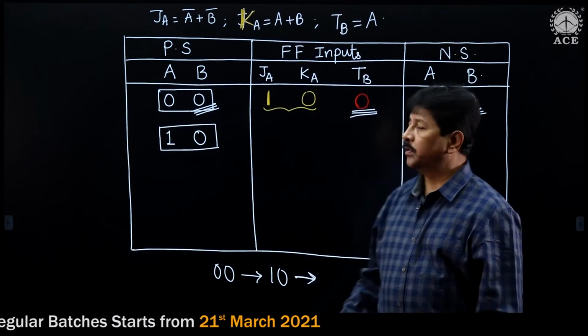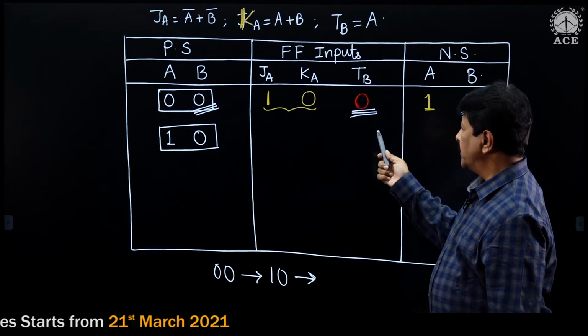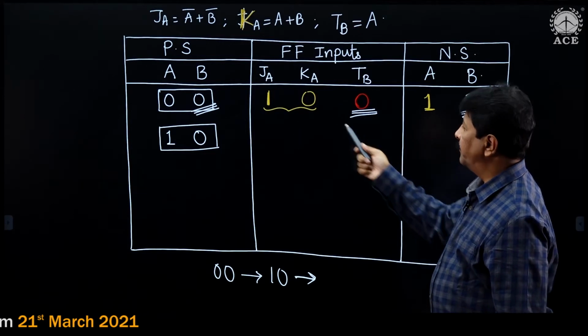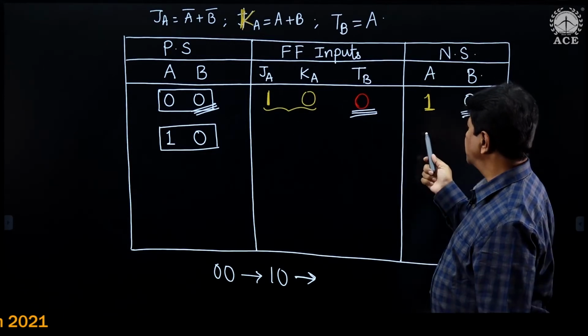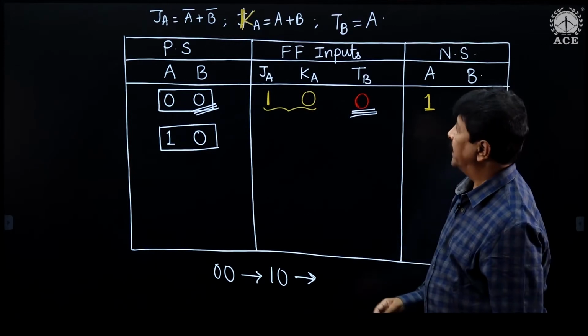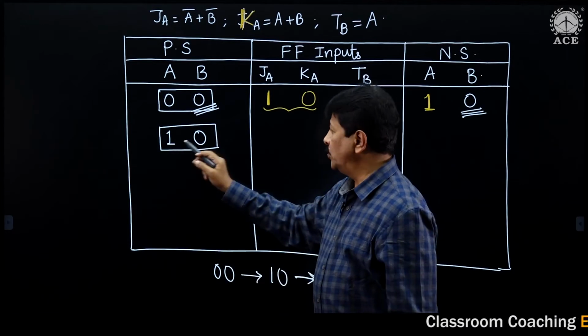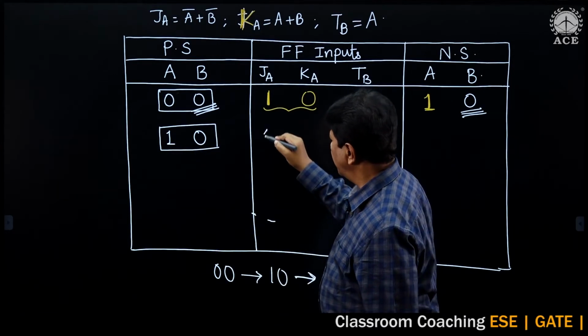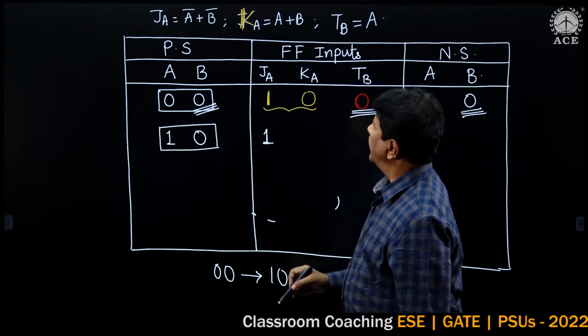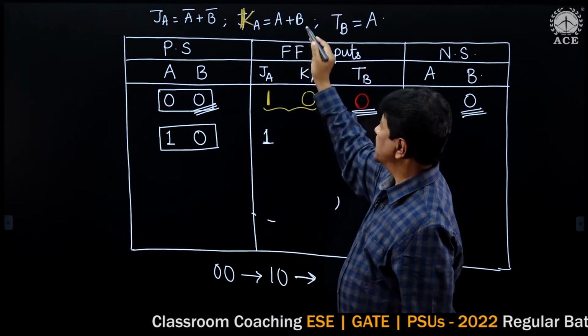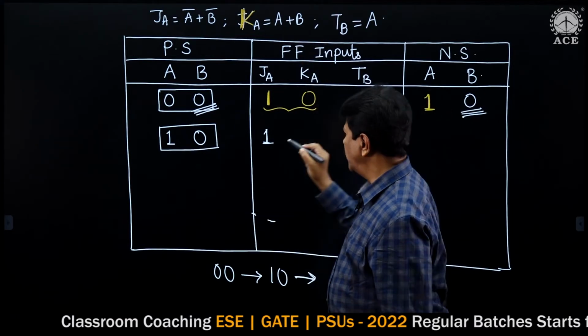So in this case also, find out the flip-flop inputs of both JK and T flip-flop. With the help of truth tables, find out what is the next state. Let me calculate. JA is A bar plus B bar. That is 0 plus 1, it is going to be 1. Next, KA is A plus B. That is 1 plus 0, it is 1.